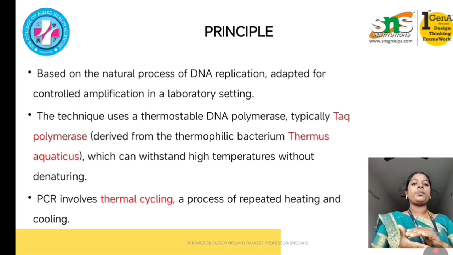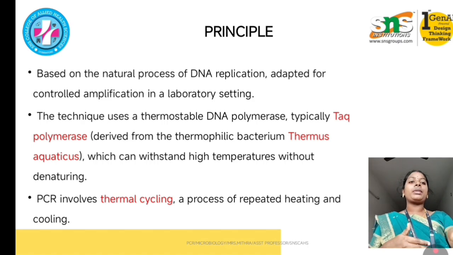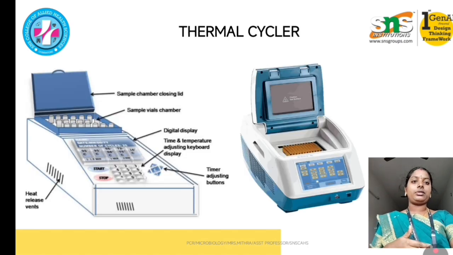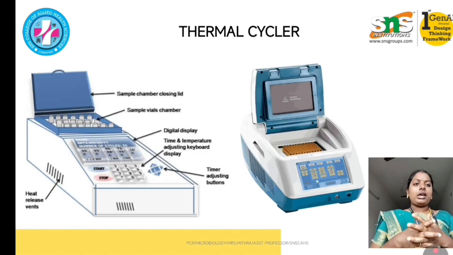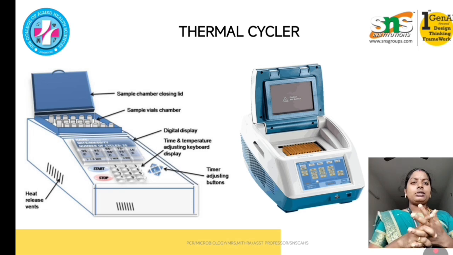high temperature. And PCR involves thermal cycling. Thermal cycling, in the sense, is the process of repeated heating and cooling. In one step it gets heated and in the other step it gets cooled. So continuous heating and cooling takes place in this polymerase chain reaction. PCR is mainly done with the help of a thermal cycler.